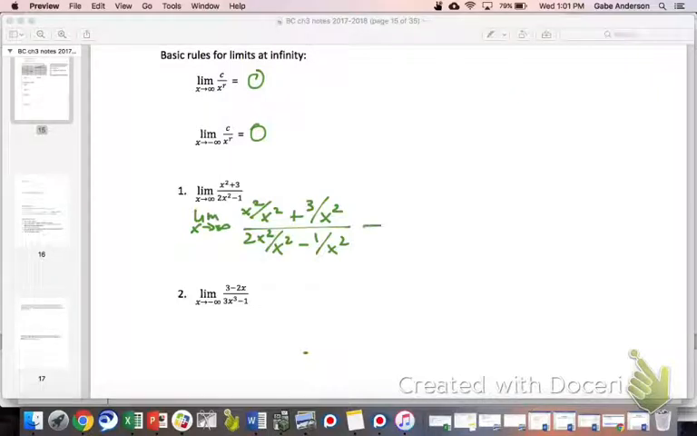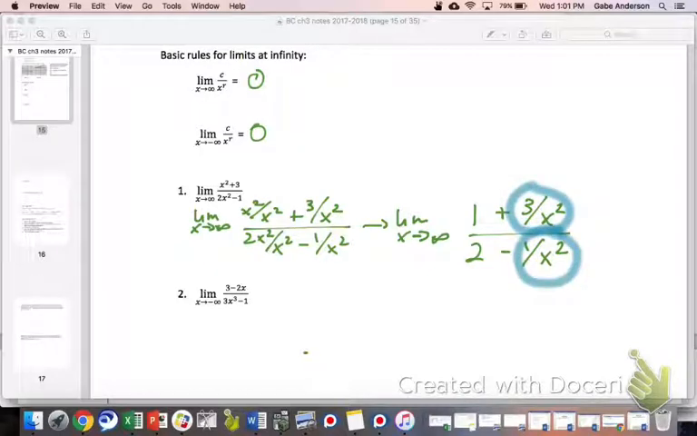So if you did that, you would get the limit as x goes to infinity, and here we go. This ends up being 1 plus 3 over x squared. And down here ends up being 2 minus 1 over x squared. And so now we can apply that little rule we talked about, where if the numerator is held constant and the denominator is getting gigantic, we're heading towards 0. So if you look at these two terms here and here, they both fit that category, right? Constant numerator, denominator being forced to get gigantic. And so that means this would go to 0 and that would go to 0, leaving us with 1 plus 0 and 2 minus 0. 1/2. Same answer.